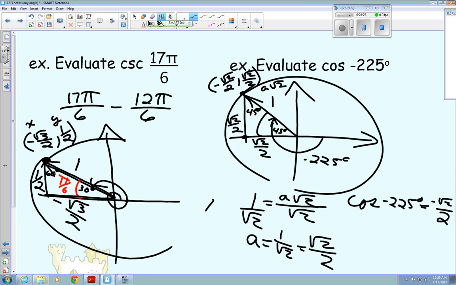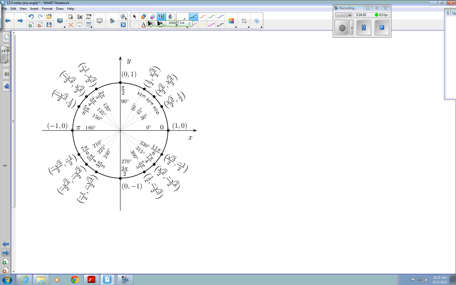If it was positive 225, you'd land in the third quadrant. So it's different. The points would be the same, but the signs would be different. Then the x would be negative and the y would be negative. Negative, negative.